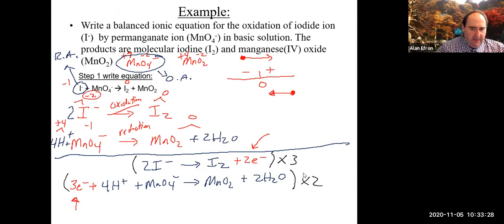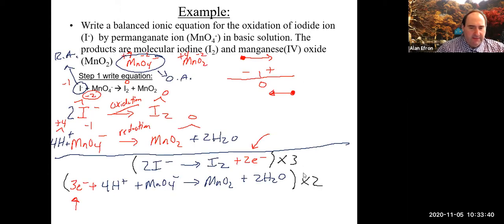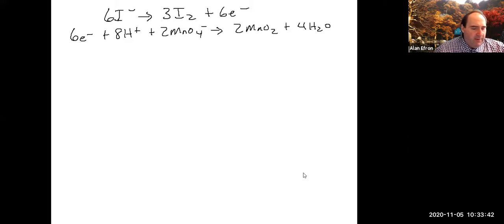And carrying the 2 to the other side and going the right way. There we go. 2 MnO2 and 4 waters, looks like. If I copied that correctly, it looks like so. At this point, we're good to go.